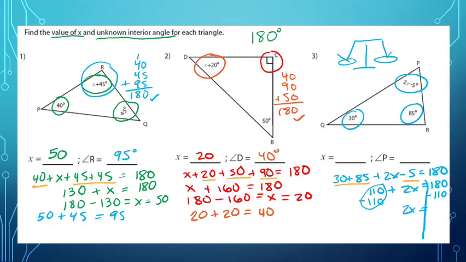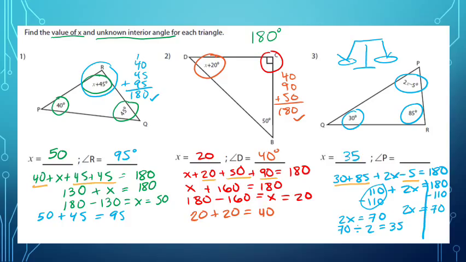And so 180 minus 110 gives me 70. And so now I have the form I'm kind of used to. So if 2x equals 70, that means 70 divided by 2 would give me x. And so in this case, I get 35. And so x equals 35.